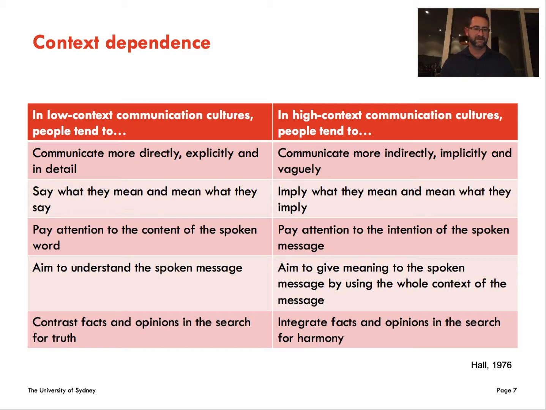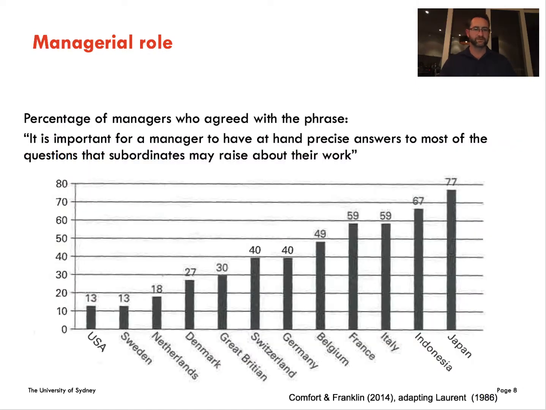So let's look at managerial roles. How do people see the role of the manager? What do managers actually have to do? So this study looked at the percentage of people who agreed with the phrase, "It's important for a manager to have at hand precise answers to most of the questions that subordinates may raise about their work." At one end of the scale, you've got Japan, and right down the other, you've got USA. So in Japan, it's important for managers to have precise answers. In the USA, it's less important.